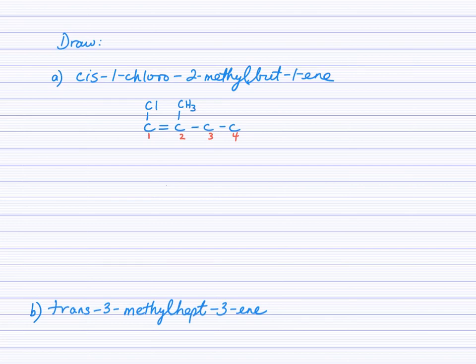So I'll fill in the rest of my hydrogens. Carbon 1 here must have an H. Carbon 2 already has its stable octet. Carbon 3 and carbon 4. Okay, now I need to show the cis.